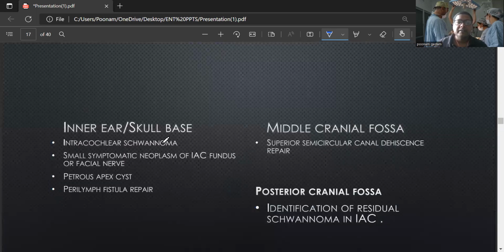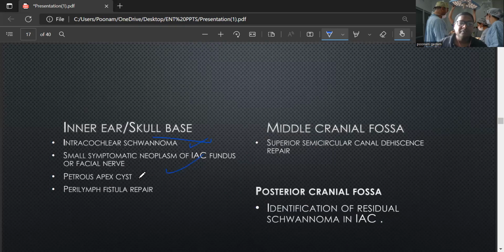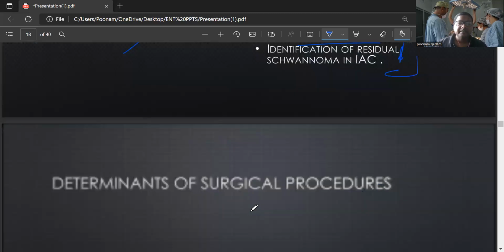So inner ear and skull base, what can we do through the endoscope? Intracochlear schwannoma, small symptomatic neoplasm of the IAC fundus or facial nerve, petrous apex cyst, perilymph fistula repair. Middle cranial fossa: superior semicircular canal dehiscence repair. Posterior cranial fossa: identification of residual schwannoma in the IAC.